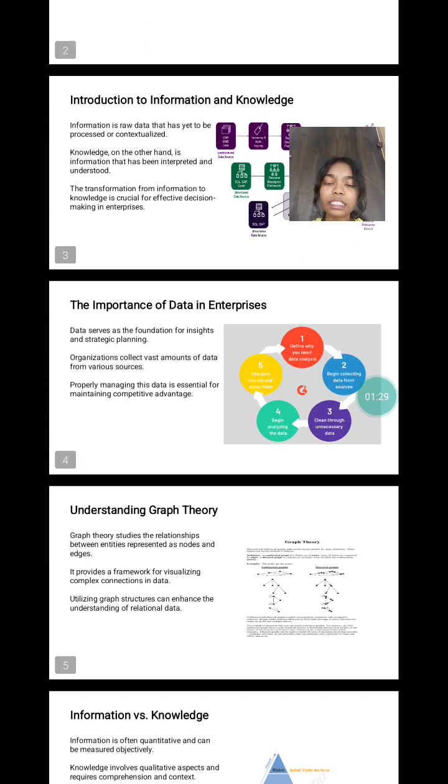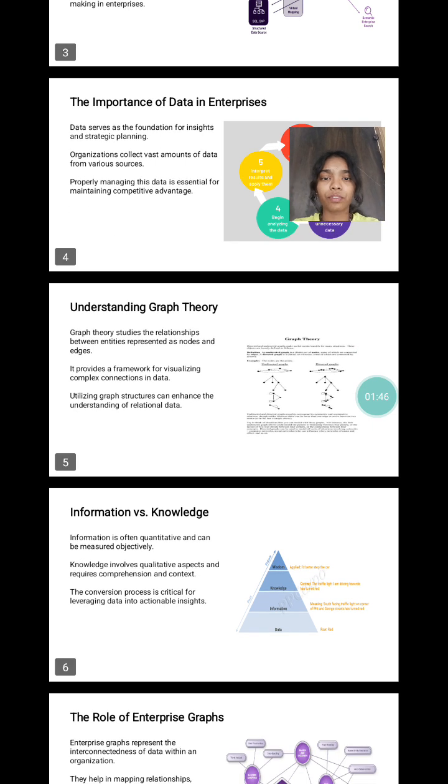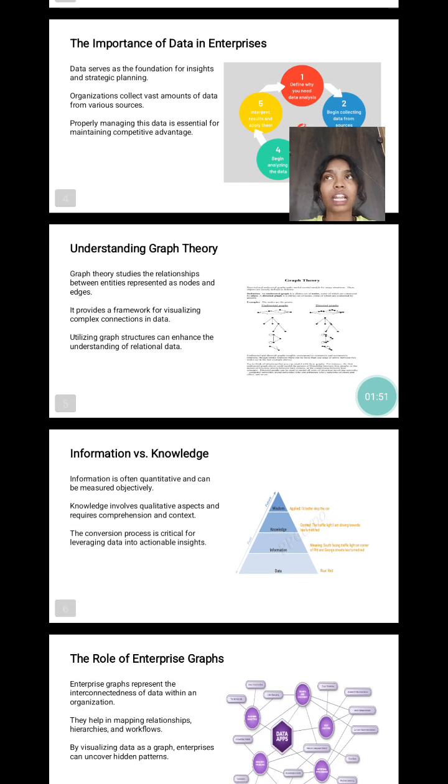Now, understanding graph theory. Graph theory studies the relationships between entities represented as nodes and edges in graphs. The graph shows the relationship between the nodes and the edges. The graph contains loops and points, edges, nodes. It provides a framework for visualizing complex connections in data. Utilizing graph structure can enhance the understanding of relational data.